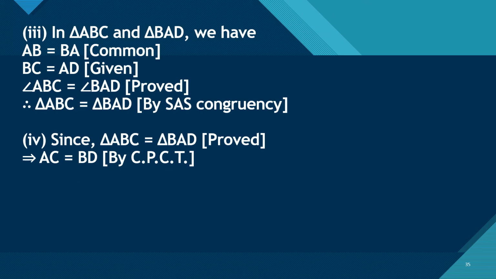Third part: in triangle ABC and triangle BAD, we have AB equal to BA, which is common, and BC equal to AD, which is given. Angle ABC is equal to angle BAD, as proved. Therefore, triangle ABC is congruent to triangle BAD by SAS congruence criteria. Since triangle ABC is congruent to triangle BAD, AC is equal to BD by CPCT.